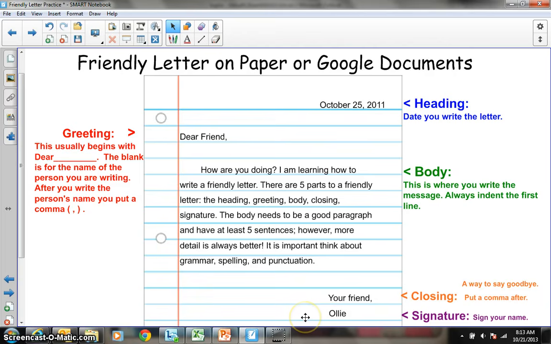The signature is your name. When you are typing a letter, your name can be typed. However, if you are writing this by hand, you would sign your name in cursive if you know how. If not, you may print as well.